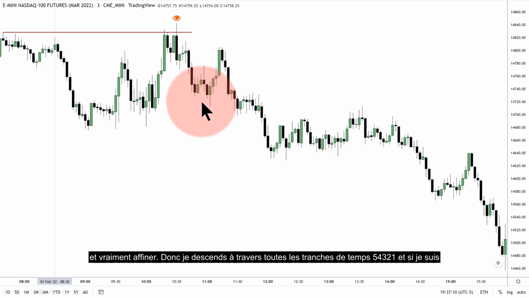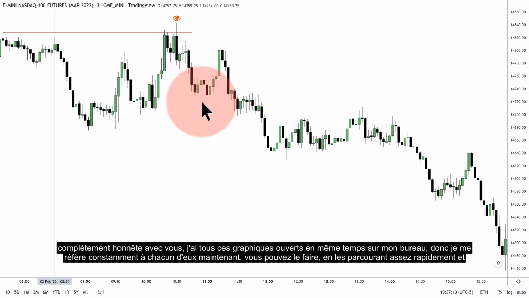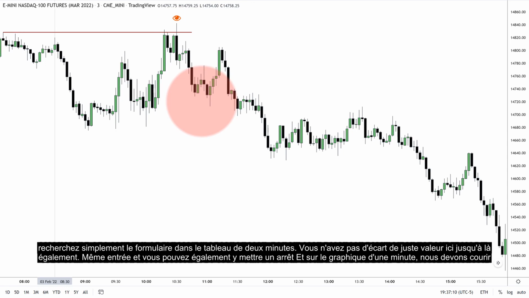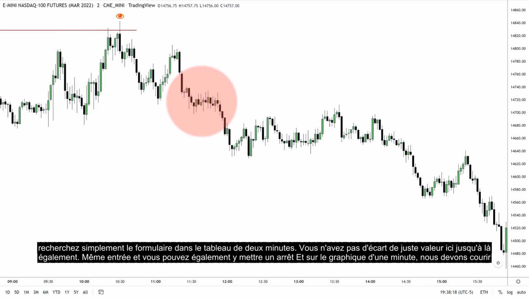I want to go down and really fine tune it. So I'm dropping down through all the time frames: 5, 4, 3, 2, 1. And if I'm being completely honest with you, I have those charts all open at the same time across my desk. So I'm constantly referring to all of them. Now you can do that cycling through rather quickly and just look for the form. In the 2-minute chart, you don't have a fair value gap in here until there as well. Same entry, and you can put a stop there as well.